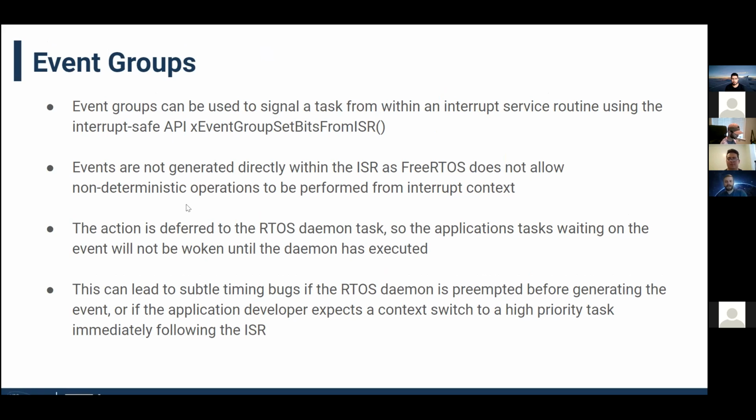Yeah, good question. Off the top of my head, I don't know what the default priority of the daemon task is. I think it is higher priority than the idle task, but I don't know for sure. Okay, cool. And it can be reconfigured for your application depending on what the application needs are too. It's not fixed by any means.